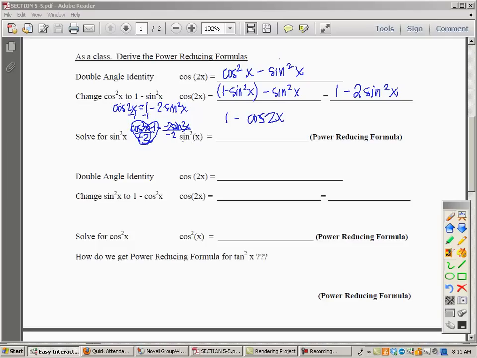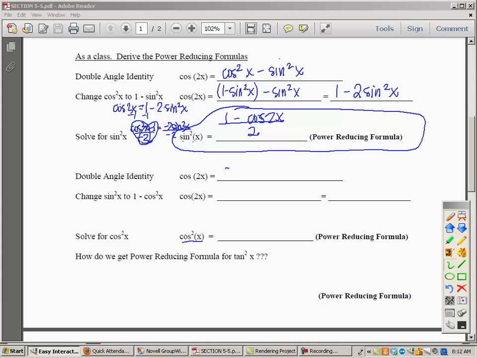It's supposed to be an x. Cosine of 2x. So 1, because this is a positive 1 then, minus this, all divided by 2. Because I don't necessarily want to see the negative there in a denominator. And so this is my power reducing formula. And again, we're going to give you that power reducing formula, but I just wanted you to know where it came from. We're going to do the same things in hopes to get the cosine squared. So the double angle for cosine again was cosine squared minus sine squared.